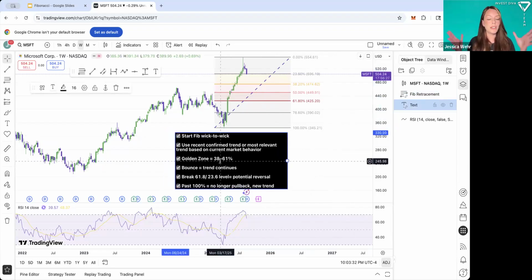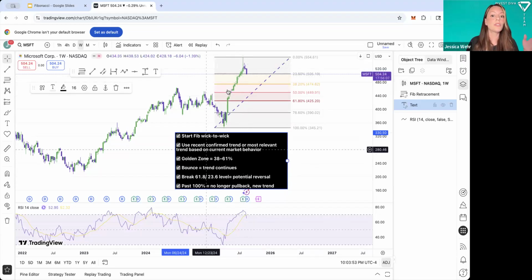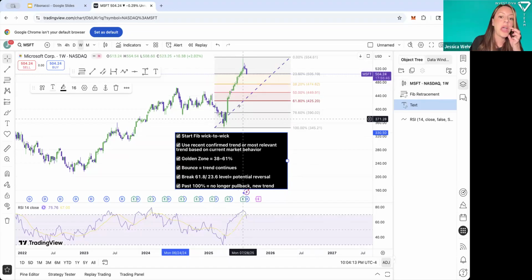So as a review, when placing Fibonacci, start wick to wick, if possible. That's going to capture current price action. You're going to choose a recent confirmed trend, but I have an example where it's kind of confusing in gray, so I'm going to end with that. Focus on the golden zone. Keep in mind that it's reversed for a downtrend. So when the stock is going down, it's going to pull back to potentially that golden zone and then continue on a downtrend. Or if it blows past that golden zone, it could reverse to an uptrend. So it's just reversed for a downtrend.